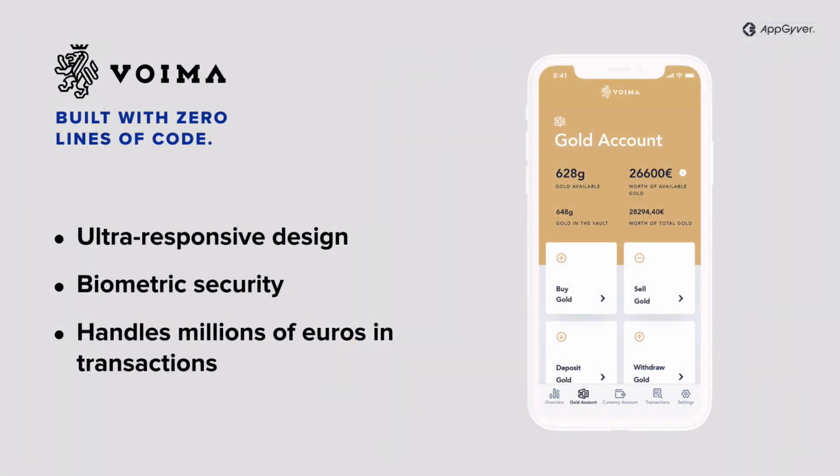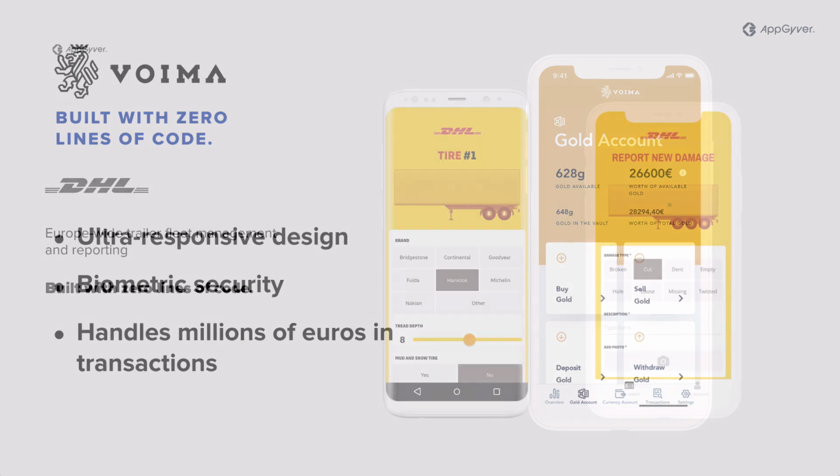In addition to the ultra-responsive design, there are millions of euros worth of transactions flowing through the Voima Gold app, so security is paramount. With 2048-bit encryption and biometric security, Voima Gold is, in all respects, equivalent to a fully-fledged banking app for gold. All of this was built with Composer Pro, with zero lines of code.